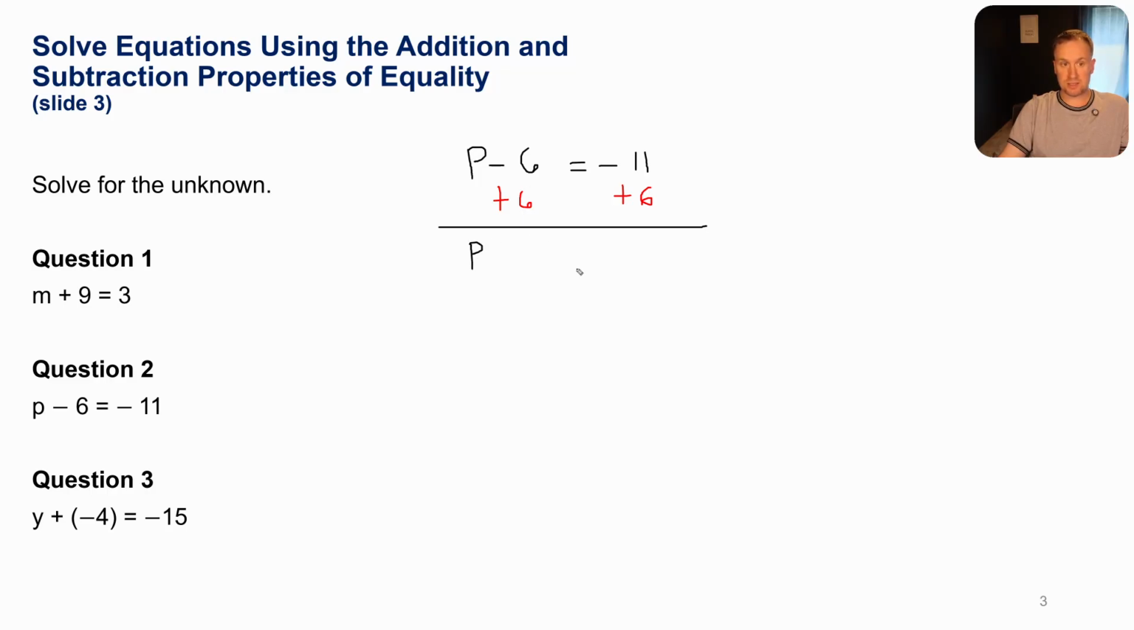So now what I get, I can drop my p variable down. Negative 6 plus 6 is 0. I can drop down my equal sign, and now I have negative 11 plus 6. So if I go to my number line here, and I start at negative 11, and I'm going back 6 units, where I end up is at a negative 5 here. So we get negative 5 as our result.